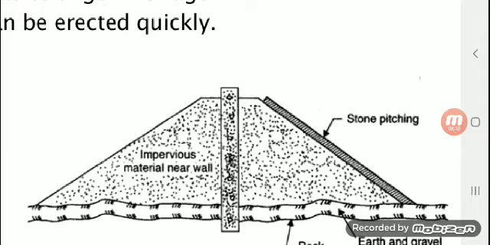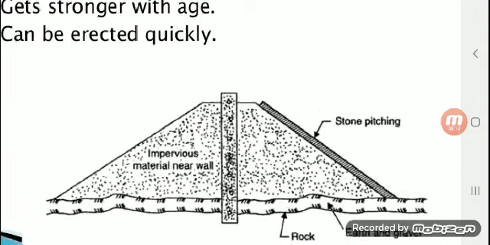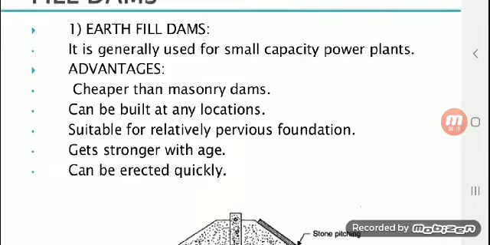which are diverted from the rivers. These types of structures are very economical because they require very few materials, and there is no need for reinforced concrete, cement and steel structures. So the advantage is they are cheaper than masonry dams. Obviously they can be built at any location, at any canals or at any small rivers.